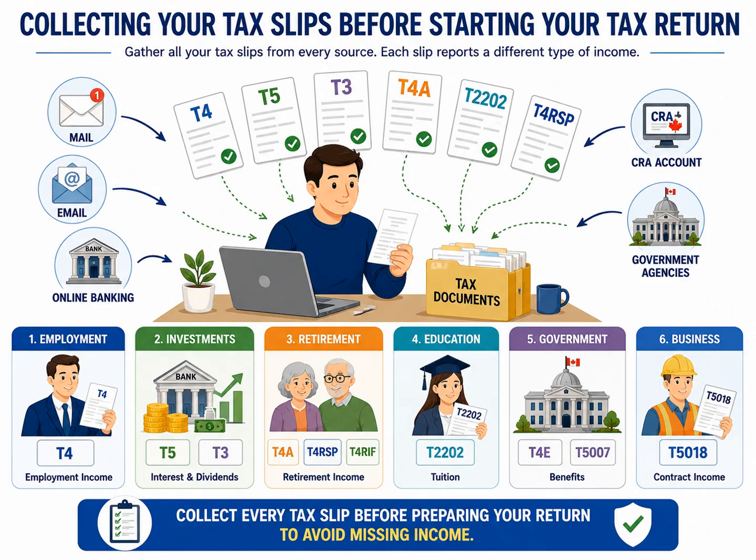Instead of entering information as you receive each slip, it's a good practice to gather all of your tax documents first. Keeping everything together in one folder helps ensure that no important slip is overlooked. Missing even a single tax slip can result in unreported income, which may lead to a CRA reassessment, additional taxes, or interest charges later. A well-organized collection of tax slips makes the rest of the tax preparation process faster, more accurate, and much less stressful.